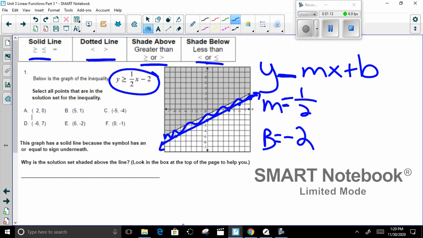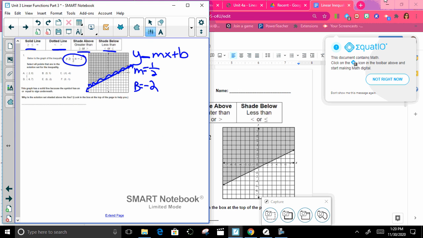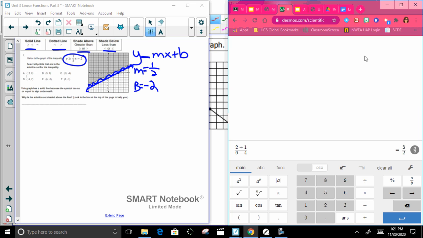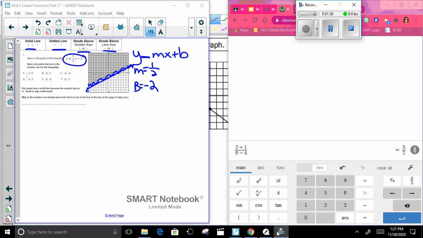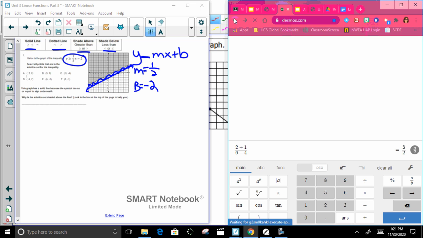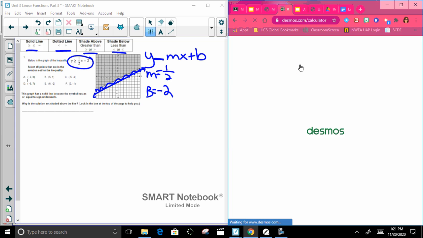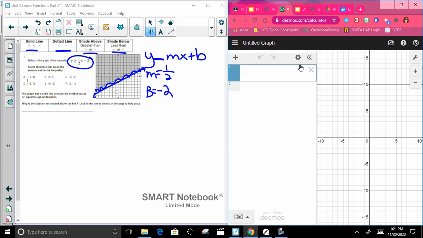All right, so I'm going to go ahead and use my calculator for those of you that are at home that didn't see me do this yesterday on a calculator. So I'm going to split my screen here. All right, and I'm going to use my Desmos graphing calculator. And I'm going to graph this inequality to make sure it's correct.